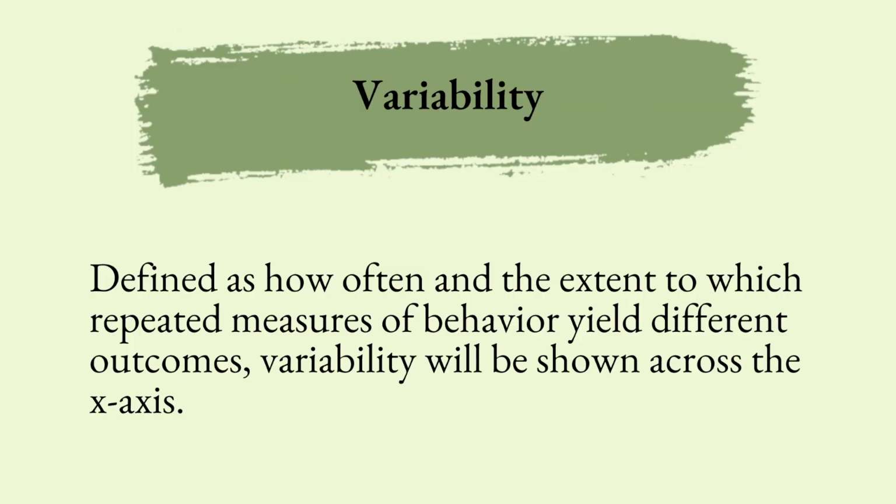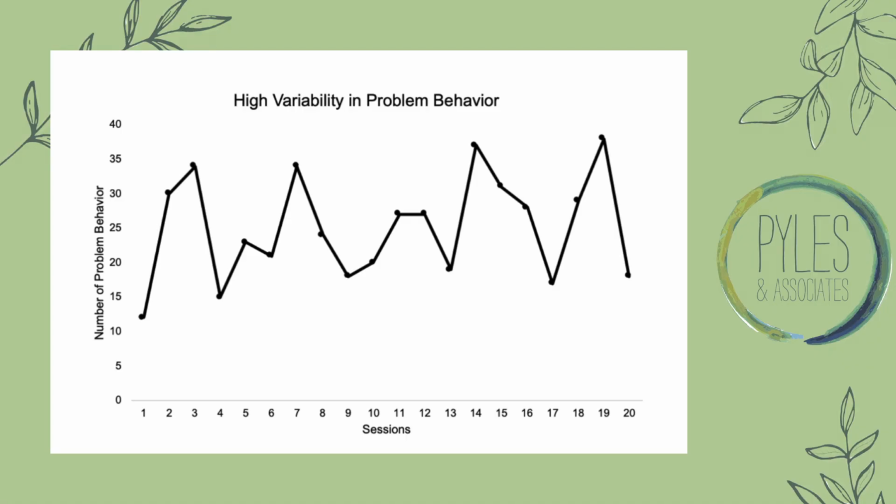Now, let's talk about variability. This is defined as how often and the extent to which repeated measures of behavior yield different outcomes. So variability will be shown across the x-axis. It's said that more variability across data points demonstrates that the independent variable has not shown sufficient control over the target behavior. So thankfully, we have an example of what high variability looks like. As a reminder, each data point represents a quantifiable measure of behavior during an observation, and it shows the time or the experimental condition when the measurement was conducted.